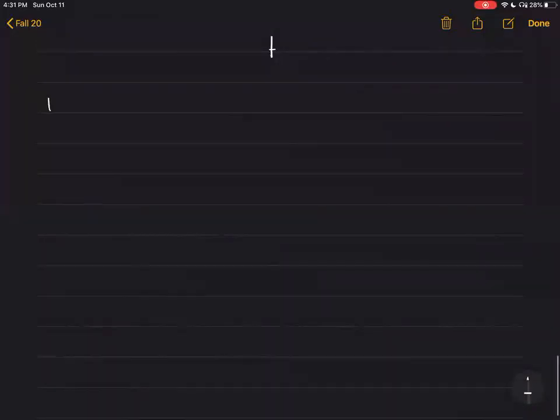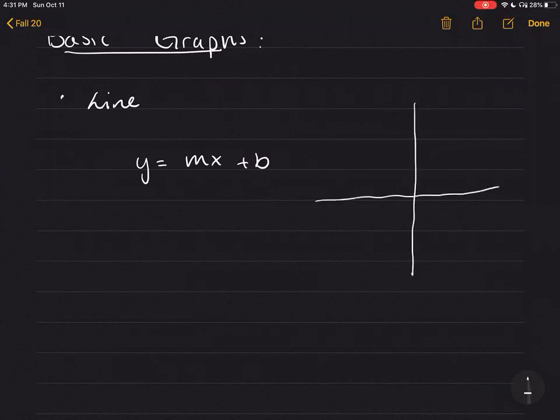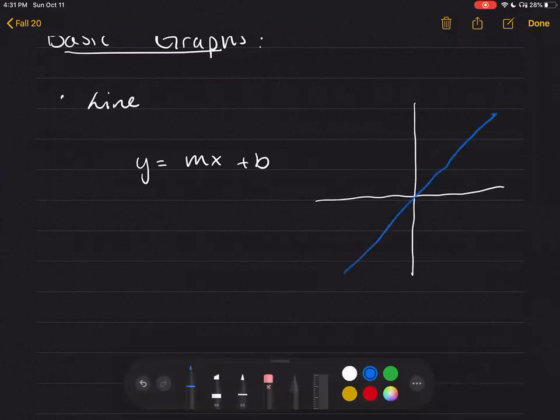So basic graphs look like this. The first one obviously is a line, and we'll talk more about those in the next section. So this is the basic equation, and then a graph of a basic line just looks like this. It's a line. No big surprise there, right? This would be y equals x.